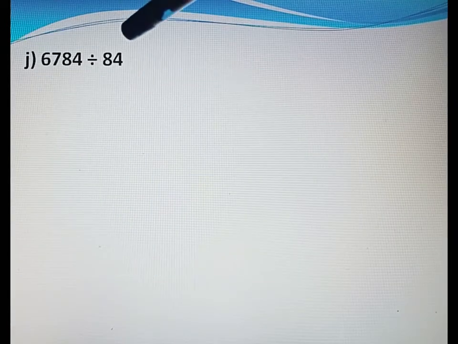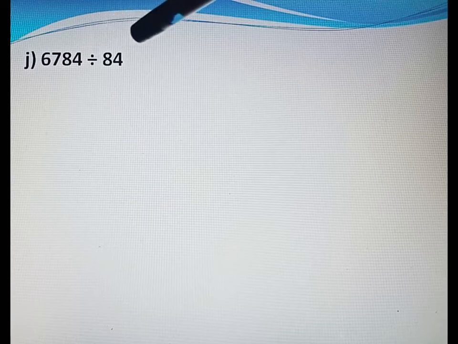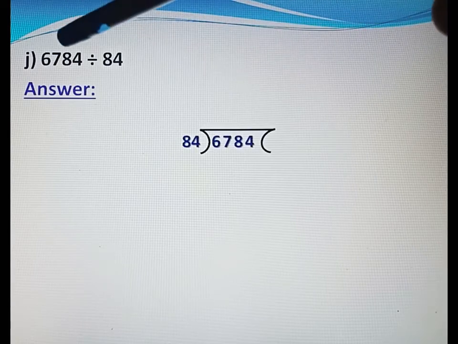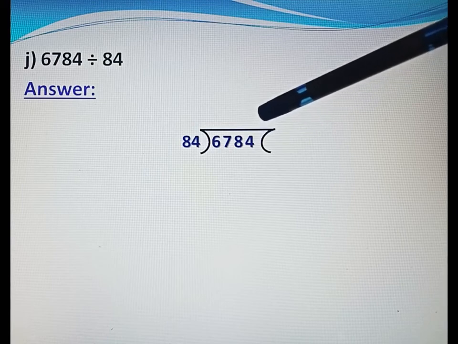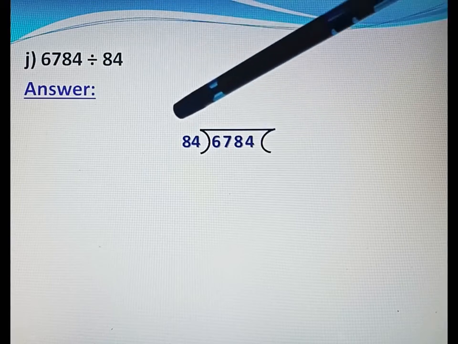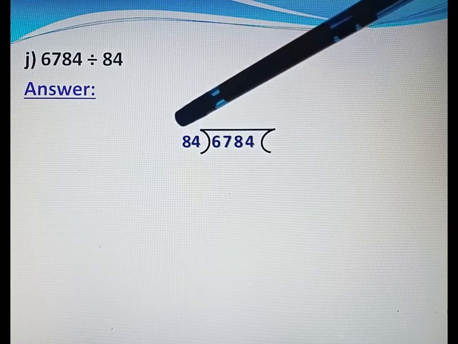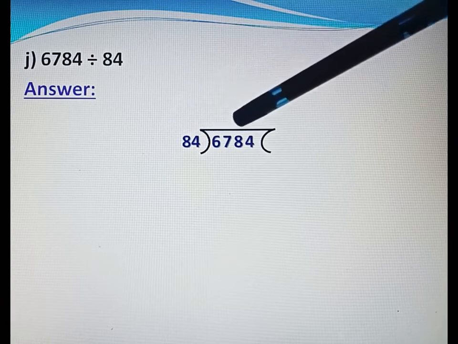Now, J part. 6,784 divide 84. We will divide 6,784 by 84. 6,784 is the dividend, so we have written it here, and 84 is the divisor, so we have written it on the left side. This 84 is a 2-digit divisor, so we will take the first 2 digits, that is 67.